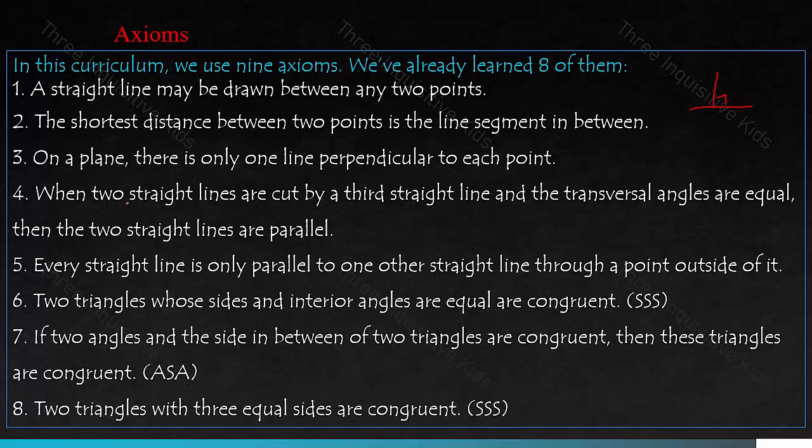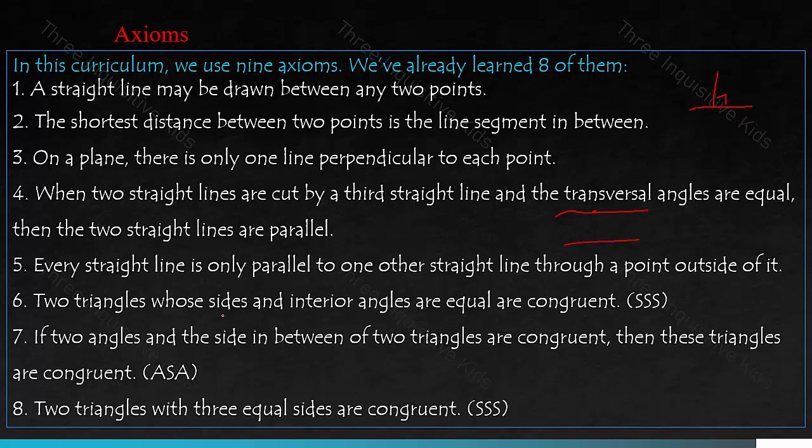And number 4, when 2 straight lines are cut by a third straight line and the transversal angles are equal, then the 2 straight lines are parallel. Number 5, every straight line is only parallel to one other straight line through a point outside of it. Let's say that we have a straight line, and we have a point that's outside of this straight line, and there is only one other line through this point that is parallel to the original straight line.